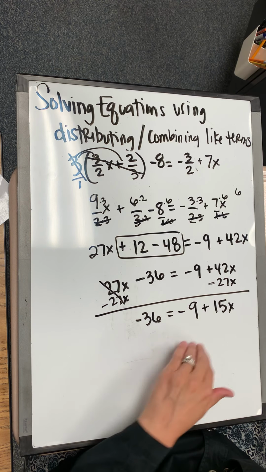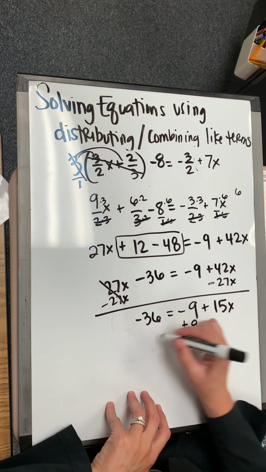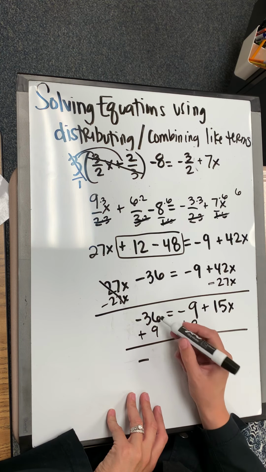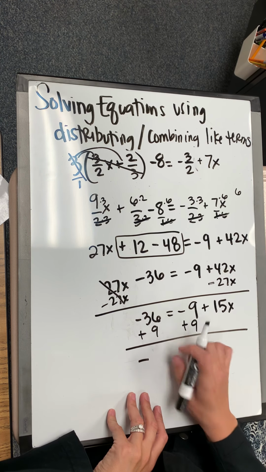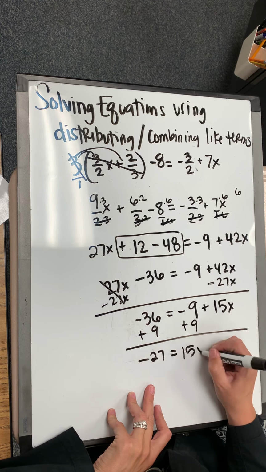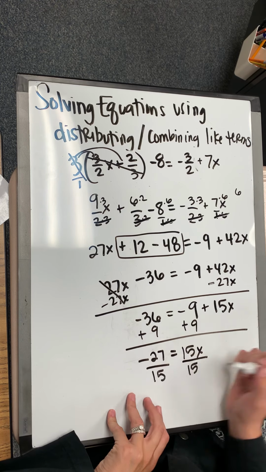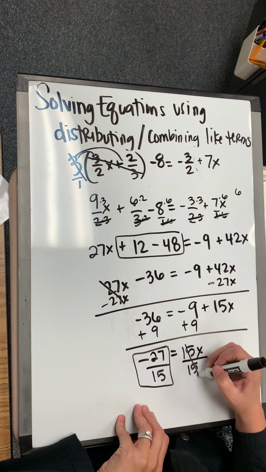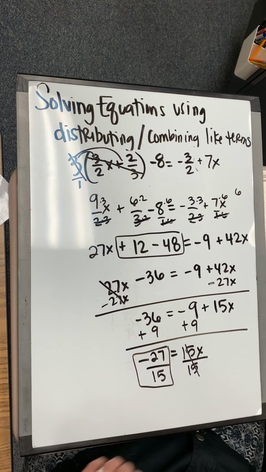Now I have to do my 2 steps. This right here is a 2-step equation. We can add 9, we get a negative 27 because we have more negatives, is equal to 15x. Then you divide by 15. Over here you'll divide by 15. If ever you can reduce, then you should reduce. It's always good to simplify. In this case it won't, so that would be our answer. All right.